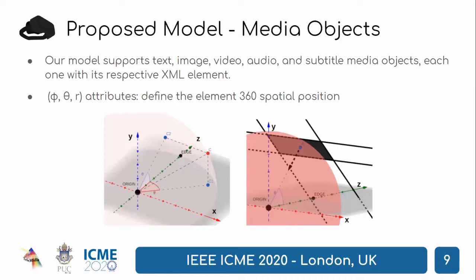For positioning these elements in the 360 environment, we use a polar coordinate system in which the viewer is the center. The attribute phi specifies the horizontal angle, theta the vertical, and r the distance from the center. Also, the media object rotation makes it face the center, which is the viewer position.